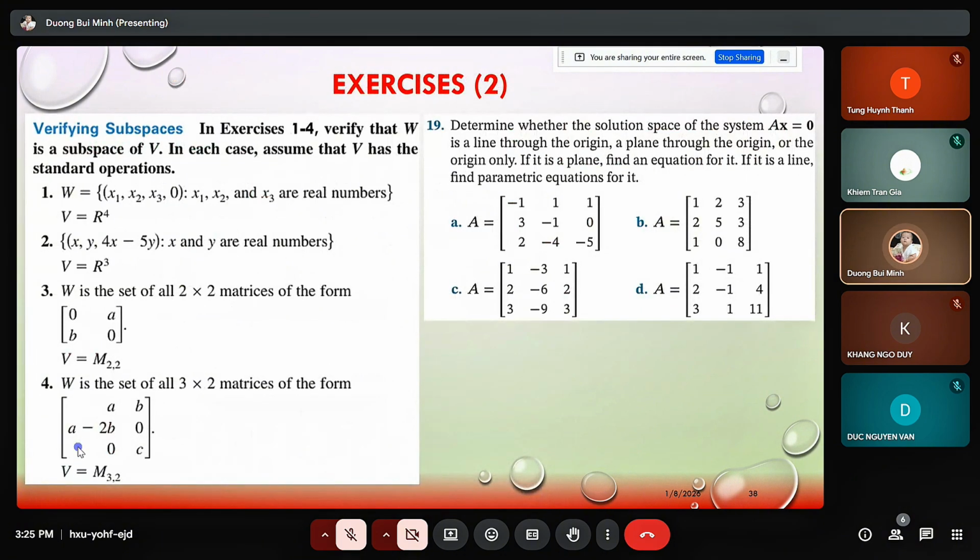Exercise. Now we have some exercises. For example, verify that W is a subspace of V, where V is R4. So is this a subspace or not? This is a subspace. Is this a subspace or not? This is a subspace. Why?